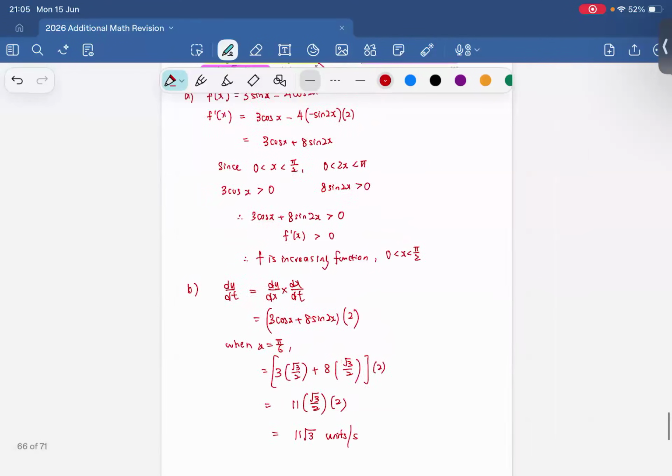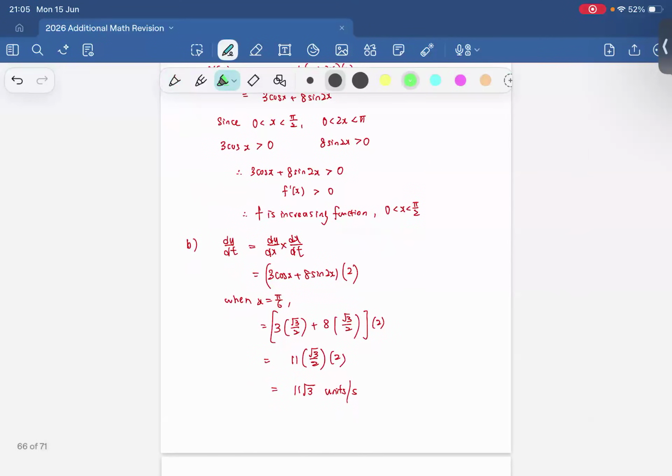Okay, so in rate of change, this is the most important one. You must be able to form this equation first.